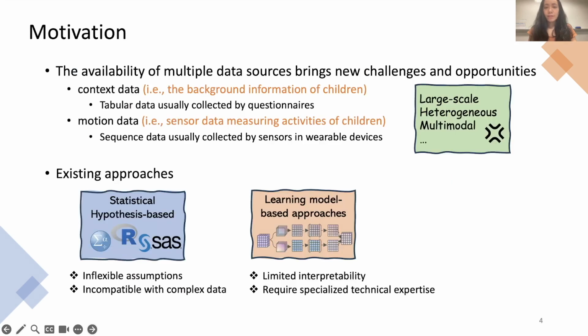However, with the availability of multiple data sources such as context and motion data, we face challenges due to their large-scale, heterogeneous, and multimodal nature. Existing statistical hypothesis-based methods often rely on inflexible assumptions and are incompatible with multimodal features, and the learning model-based approaches have limited interpretability and require specialized technical expertise, which may be non-trivial for many researchers in public health and medical domains to explore.